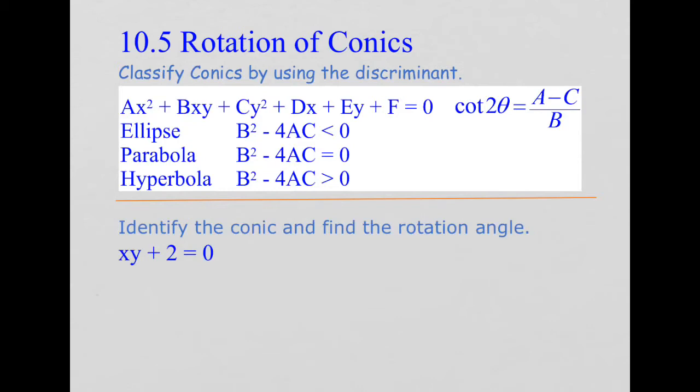So, first example, identify the conic and find the rotation angle. So we do our B is equal to 1 and A is equal to 0 and C is equal to 0. So I have 1 squared minus 4 times 0 times 0, and that is equal to 1. Since that is greater than 0, this is a hyperbola.